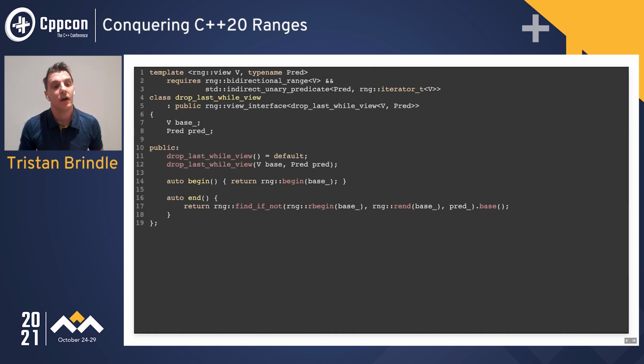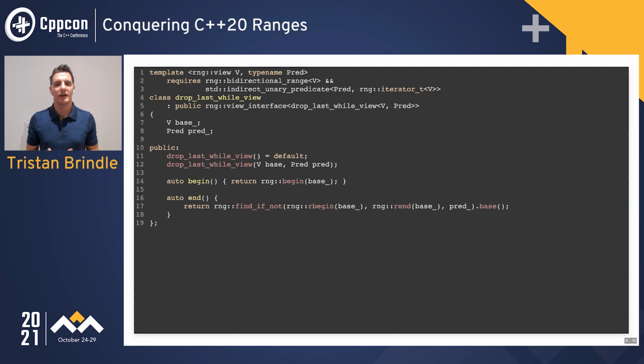In our end function, we are going to call the find_if_not algorithm, and we're going to pass it reverse iterators for our base. We've asserted that this is a bidirectional range, so we know this is going to work. So we're going to call find_if_not on our underlying range. We're going to use that predicate, and it's going to return us a reverse iterator to the position of the first element that does not satisfy the predicate. And then we're going to call .base on this returned reverse iterator so that we get the original underlying iterator back out.